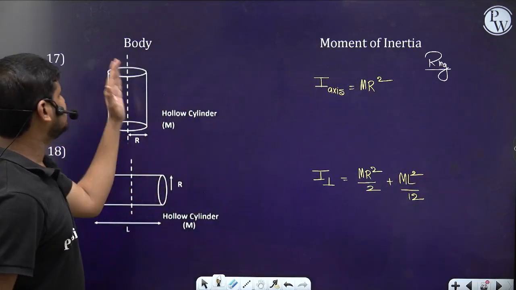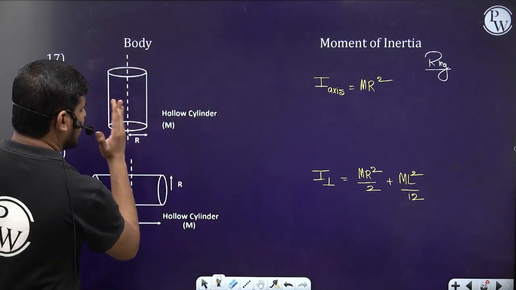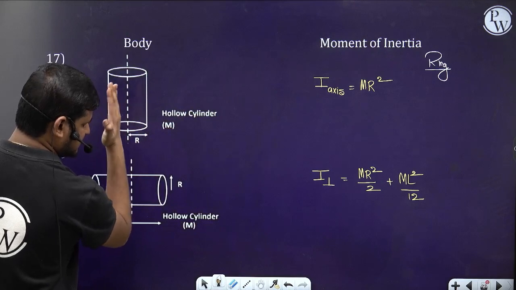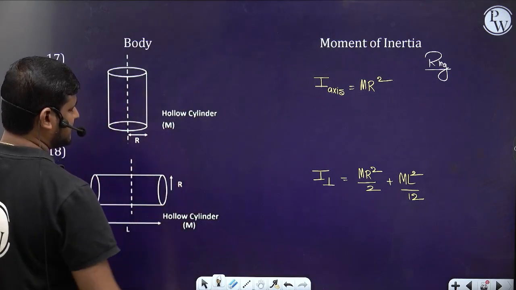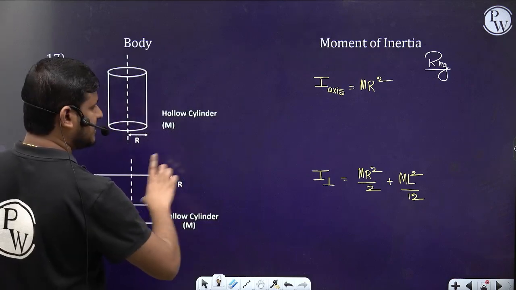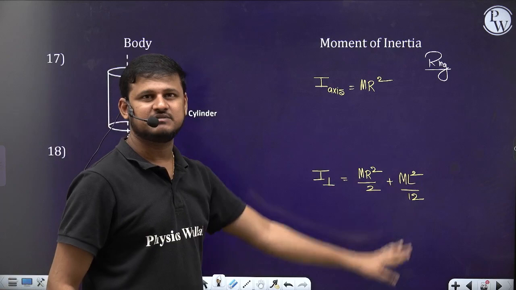About its axis, mr square. So about its perpendicular axis, if the cylinder is like this, about its perpendicular axis, it's mr square by 2 plus ml square by 12. Mr square by 2 plus ml square by 12.